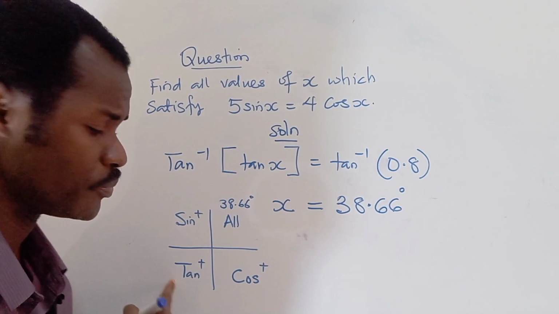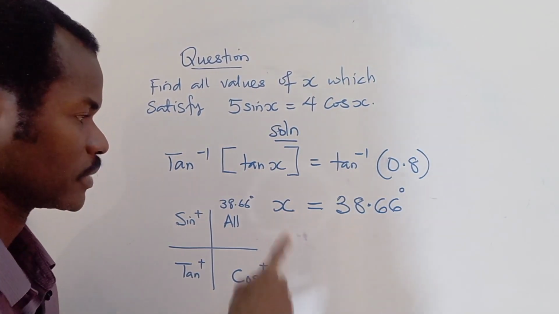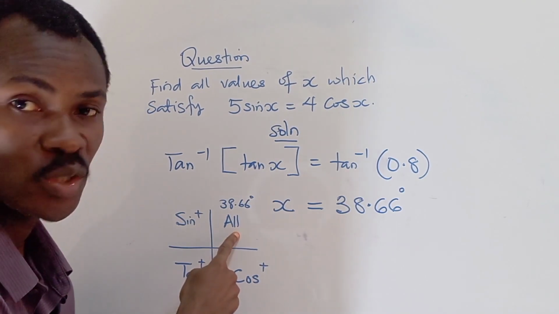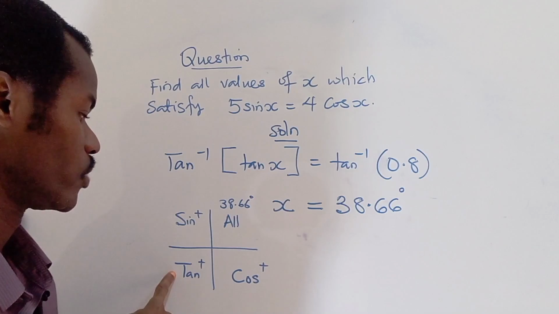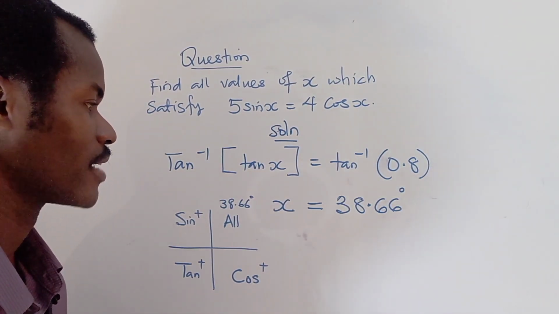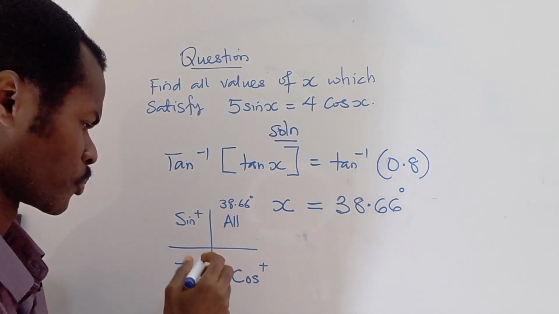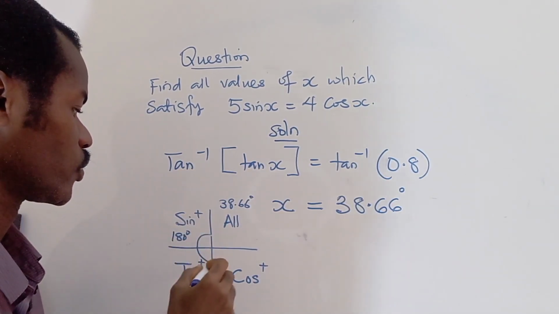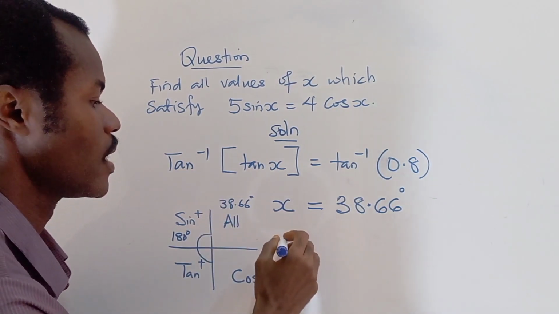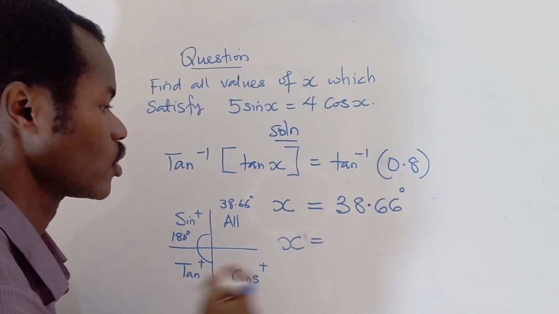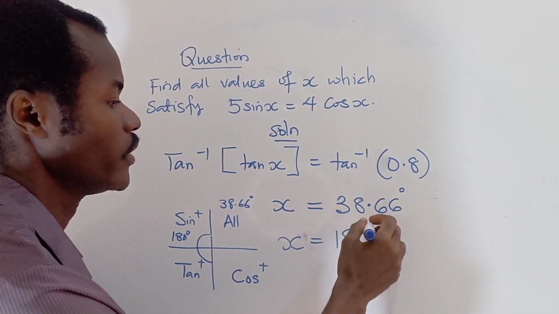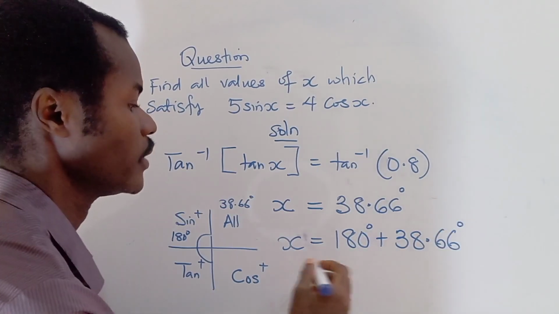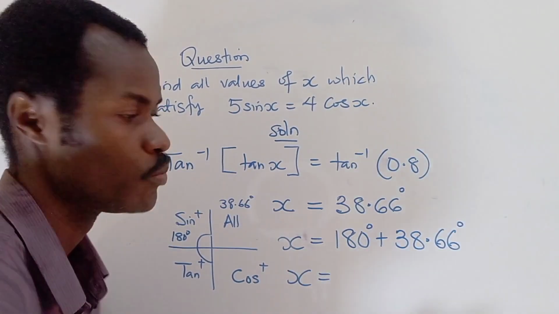Now we also need another value for x at this quadrant, because tan is positive in the first quadrant and in the third quadrant. So the next value for x is going to be, we have this as 180 degrees, an angle on a straight line. So 180 plus this. Our x at the third quadrant will be 180 degrees plus 38.66 degrees. So let's see what that gives us.